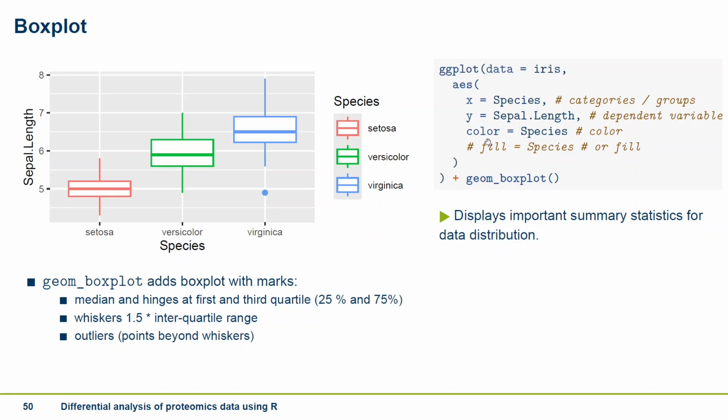Here you can see that color in terms of box plot means the outer color, so the color of the lines and the points. If you want to change the color of the area in the box plot, which is white here, you need to use fill instead of color. The function is simply called geom_boxplot. This is a good way to display some important sample statistics for the data distribution, like the median and the quartiles.